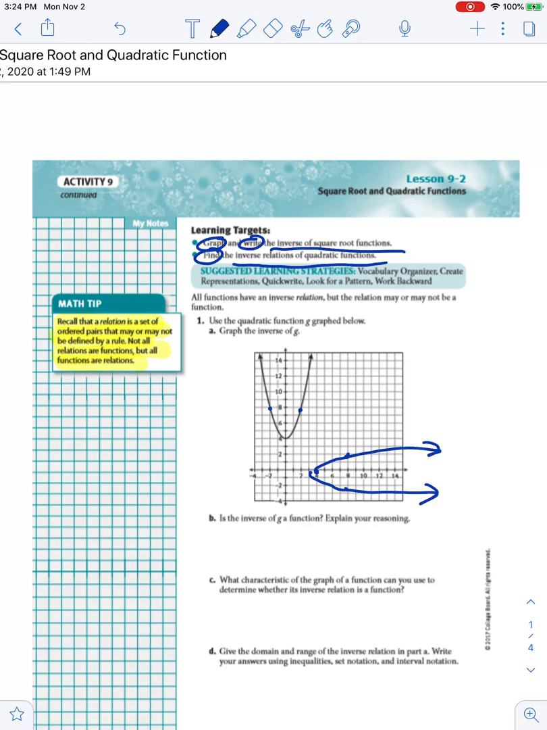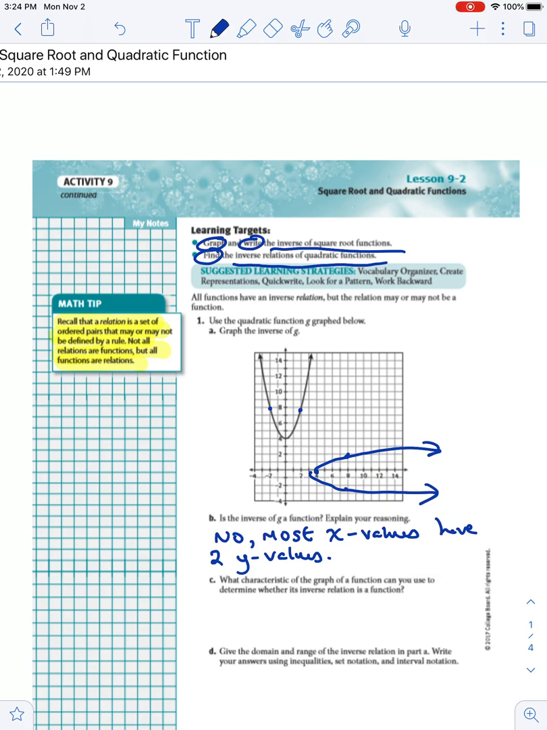Now the question for part B says, is the inverse of g a function? We would say that no, the inverse is not a function. We have many x values, many input values, that have two output values. So we could say no, actually most of the x values have two y values.